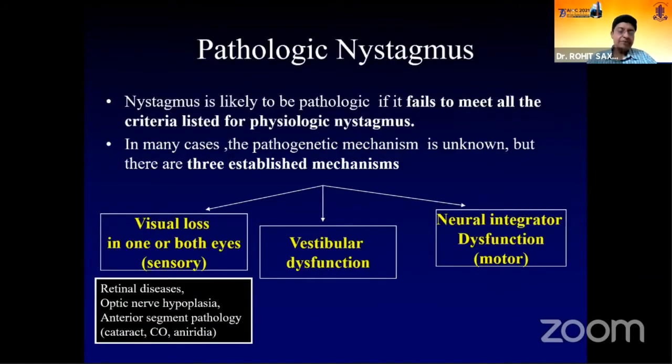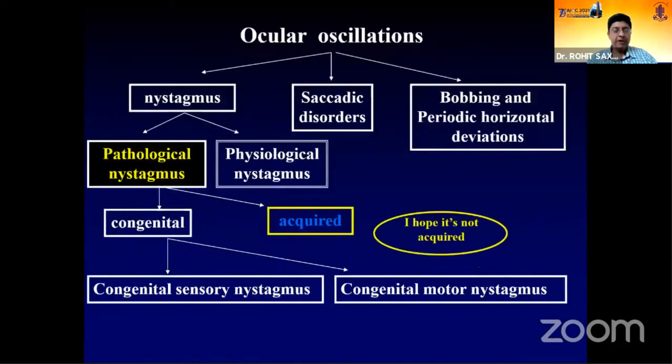So pathological nystagmus is, of course, anything that is not physiological. We tend to understand it as possibly due to vision loss, or a motor nystagmus where an integrator function is abnormal, or else a vestibular nystagmus, although CMAS actually has not defined them as sensory and motor, but we continue to use it because it helps us to manage these patients.